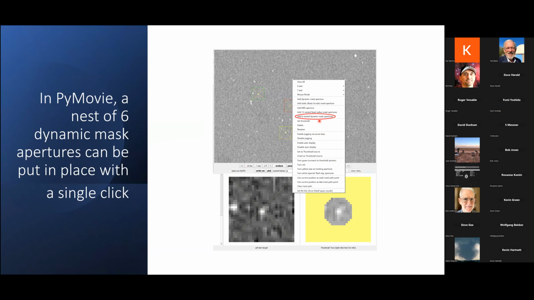So I want to return to what we were doing with the Mealy study. And new again to PyMovie is a single-click way of adding 6 dynamic mask apertures all at once. So you would simply position right here, you'd do a right click, and then you'd do a left click, and you'd get 6 dynamic mask apertures. Now, I already have 12, so that means I'm now up to 18 apertures.